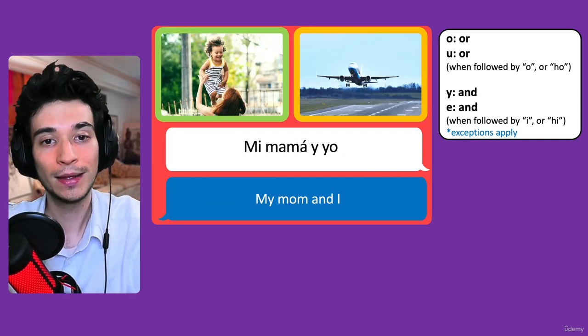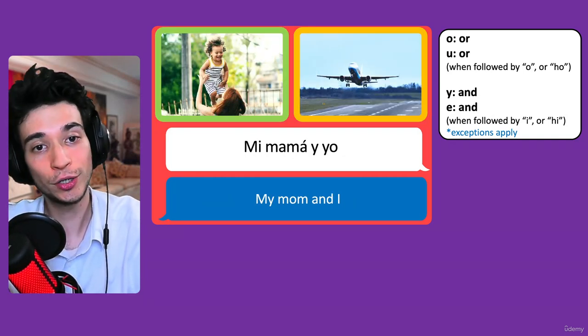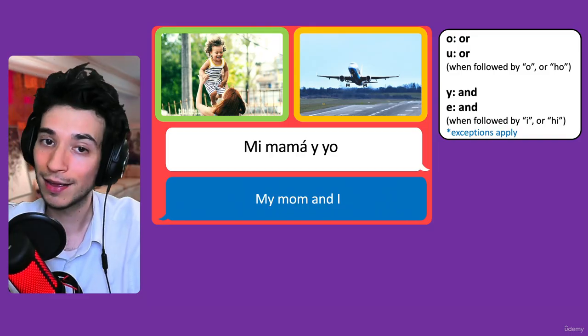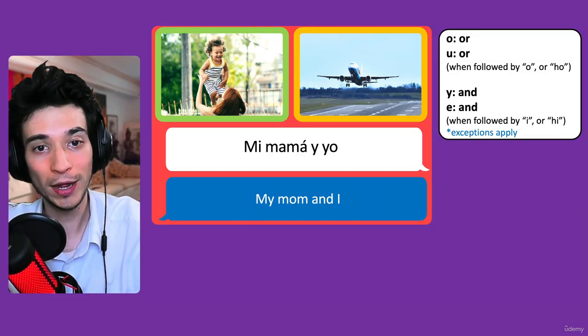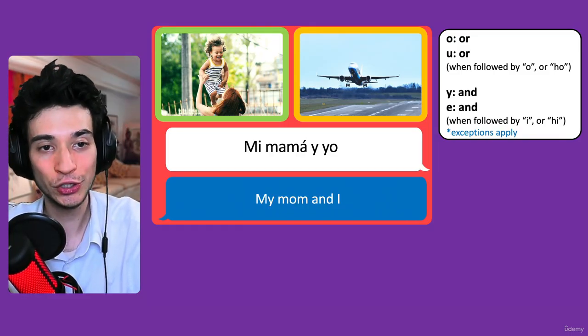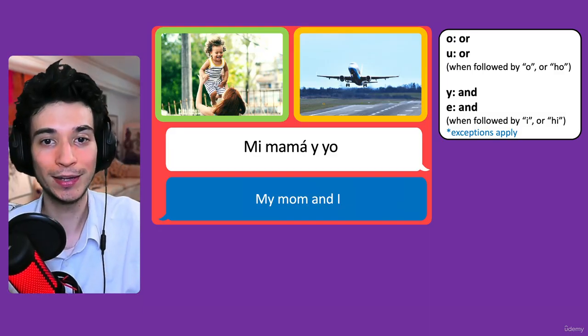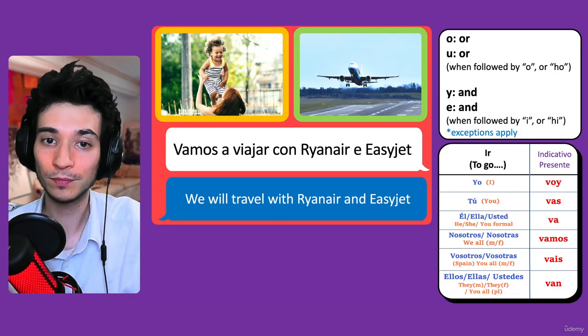And the next one. Mi mamá y yo. My mom and I. Yo starts with the Y, so it sounds like J, so it doesn't change. It remains as the letter Y.